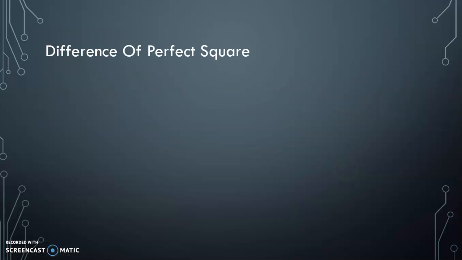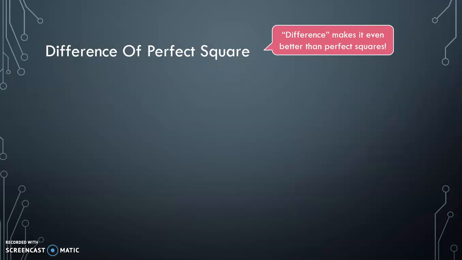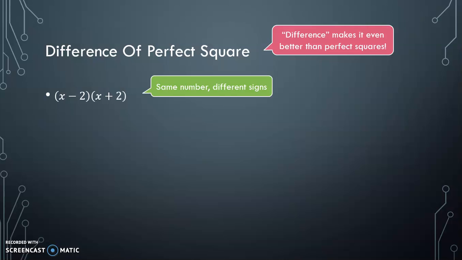Last, but actually better: the difference of perfect squares. When you hear politicians talking about diversity, it makes it even better. So the difference of perfect squares is even better than perfect squares. I'll show you why. Take x minus 2 multiplied by x plus 2. Same number, but different signs. The two terms are sort of the same, it's x and 2, but they're connected by different signs. Therefore, we call it a difference of perfect squares.